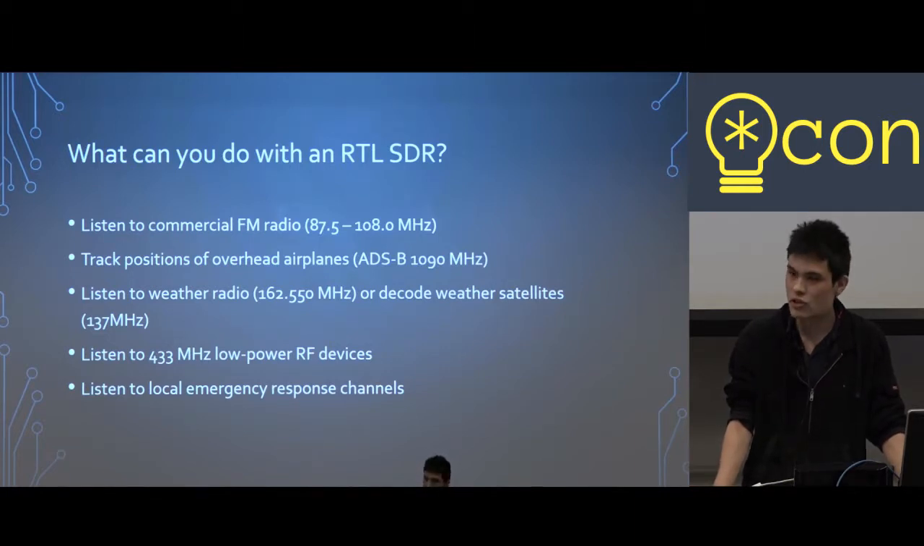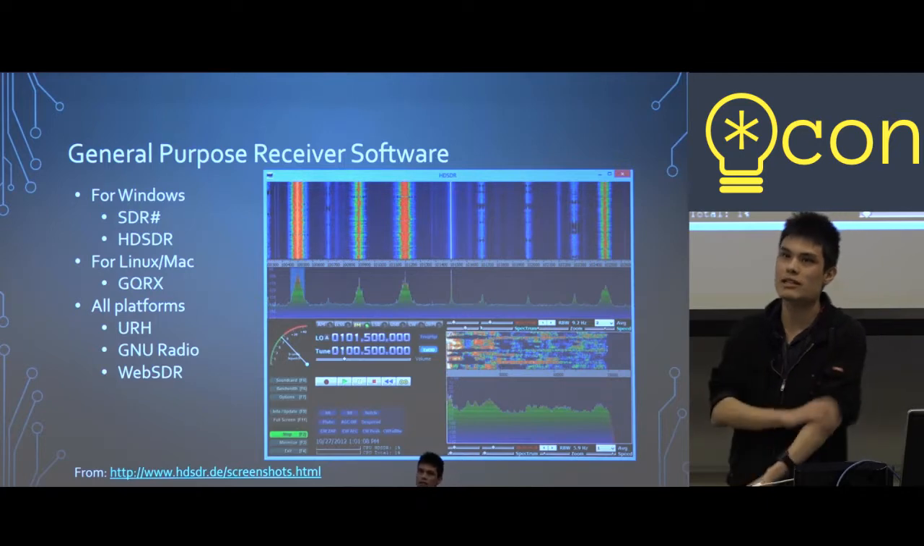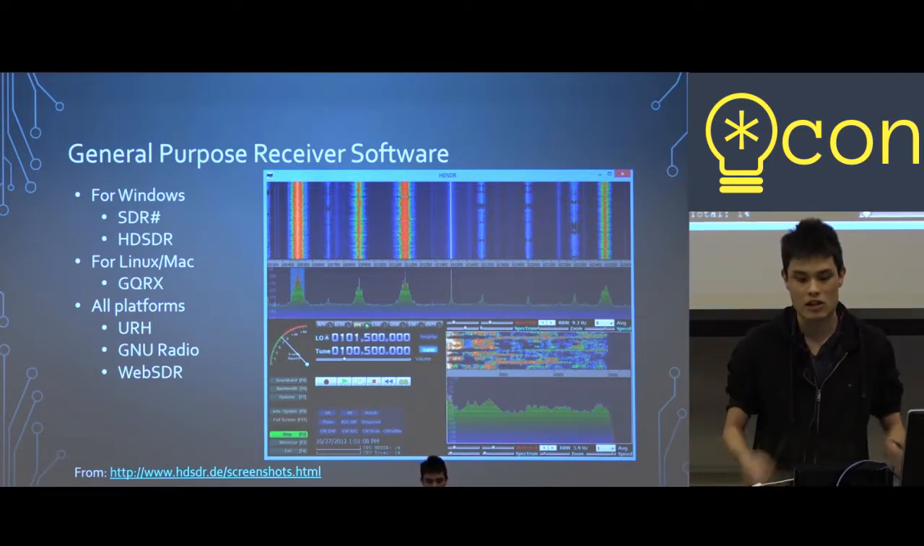You can also listen to low-power battery-powered devices running on 443 megahertz. These are things like garage door openers and things like that. And you can also listen to emergency response channels. So here's just a pretty picture of what most of the different pieces of software look like when you plug in an SDR and you just download this software.